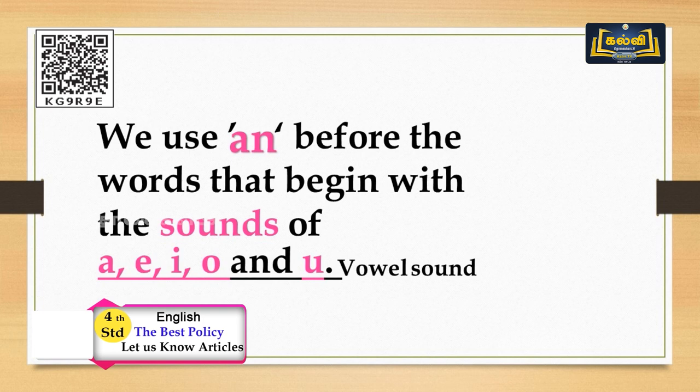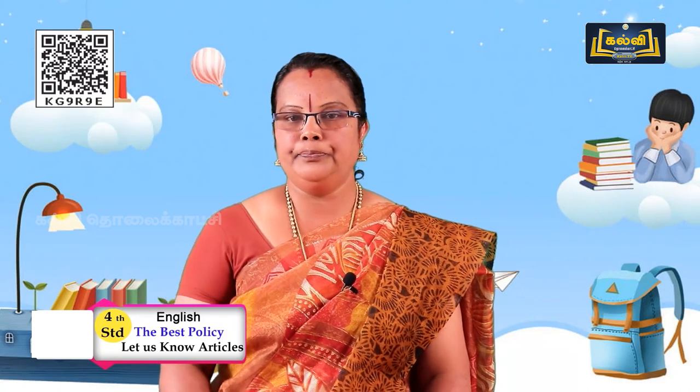What are these A, E, I, O, and U? These letters are called vowel sounds. We are telling vowel sounds, the sounds of A, E, I, O, and U. You shouldn't make a mistake. You shouldn't think about the letters, you should think that they are vowel sounds. So an is used before the words that begin with the sounds of A, E, I, O, and U. You understand this clearly? Okay, we'll practice with some examples, then you'll get an idea.